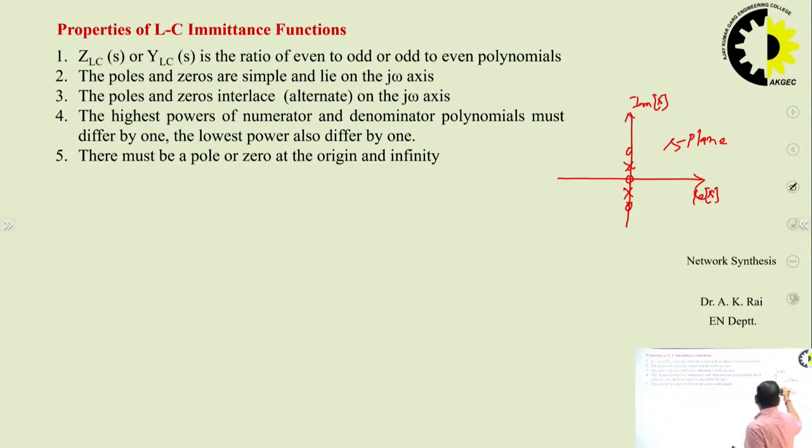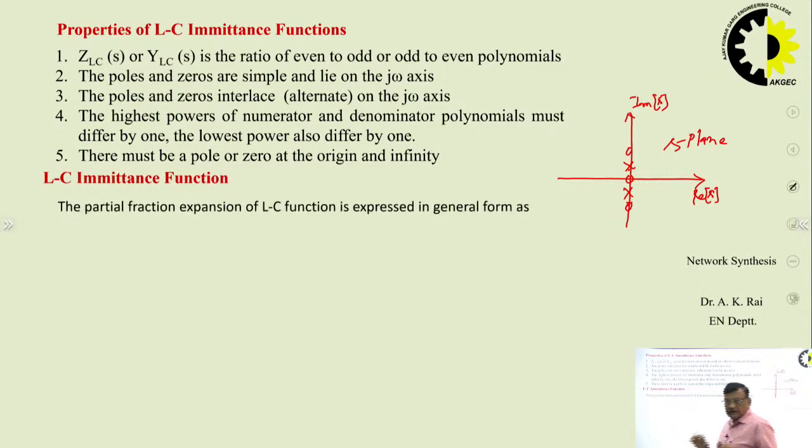Suppose the 0 then pole, 0 and then pole and so on. The second is the highest power of the numerator and denominator polynomials must differ by 1. Then it can be the odd to even or even to odd polynomials, and the lowest power also differ by 1. And the fifth one is there must be a pole or 0 at the origin and infinity. So these are some properties of the LC immitance function to check whether the given F(s) is LC or not.